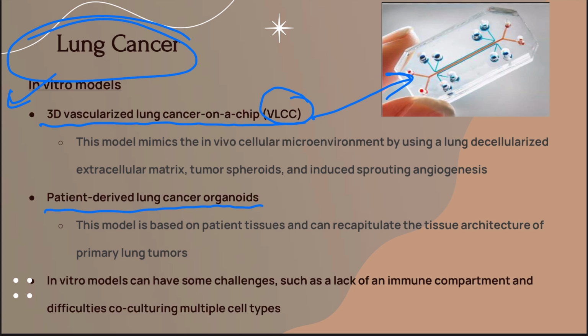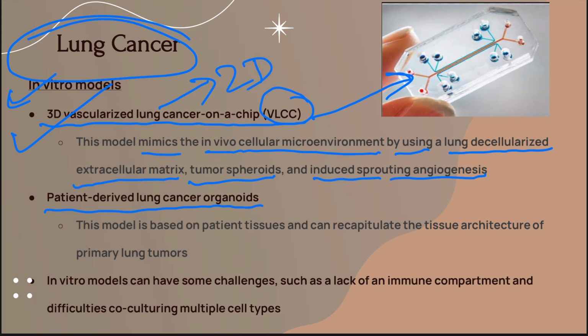The 3D vascularized lung cancer on a chip model basically mimics the in vivo cellular microenvironment of the human being by using a lung decellularized extracellular matrix, then tumor spheroids, that is the spheres of the tumor cells, and induced angiogenesis, that is basically to mimic the blood vessels which are present in the lung cancer. And this model is far better than the 2D platforms, that is 2D culture methods, for screening the drugs.